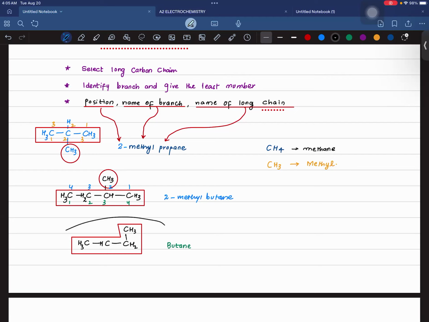let's suppose it has four carbon atoms. So this would be butane straight away. This is butane. So this is not 1-methylpropane. No.